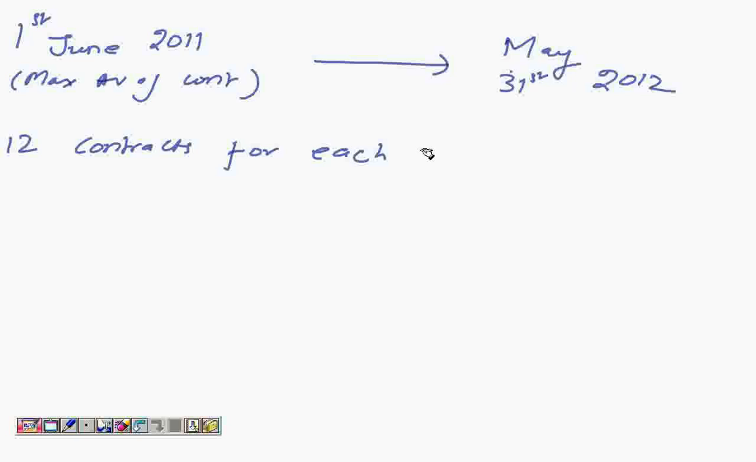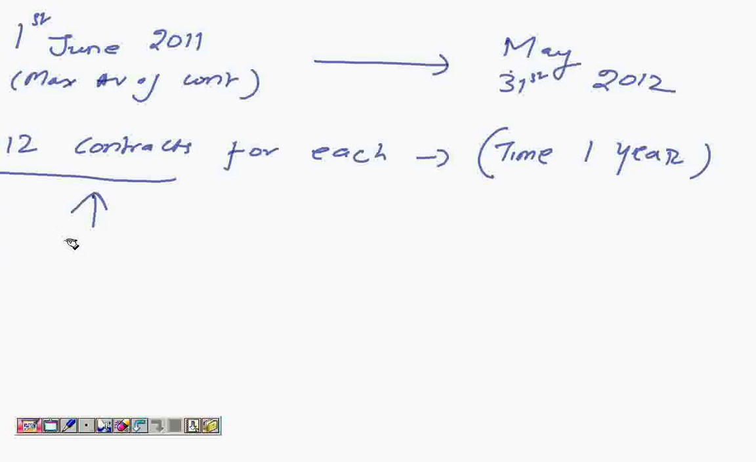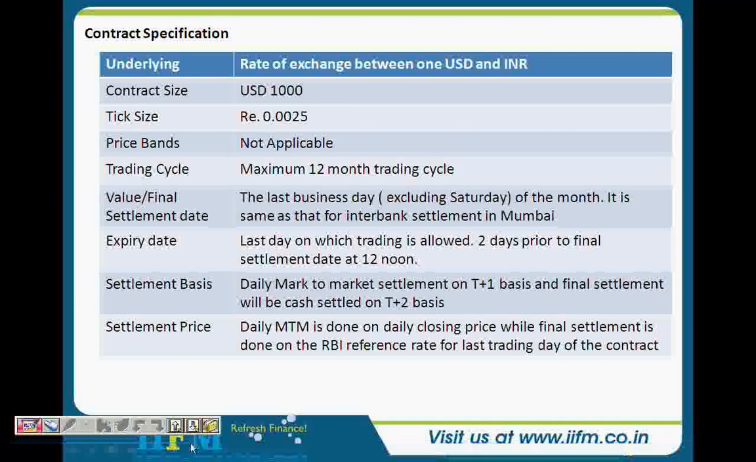If you are, let's say, an exporter and you want to hedge your annual risk, on 1st of July you can take contracts maximum till 30th June, and so on and so forth. So you can take 12 contracts, and the maximum time limit which has been specified is 1 year. At any point of time you will have 12 contracts wherein you can trade, not more than that. That is your duration.